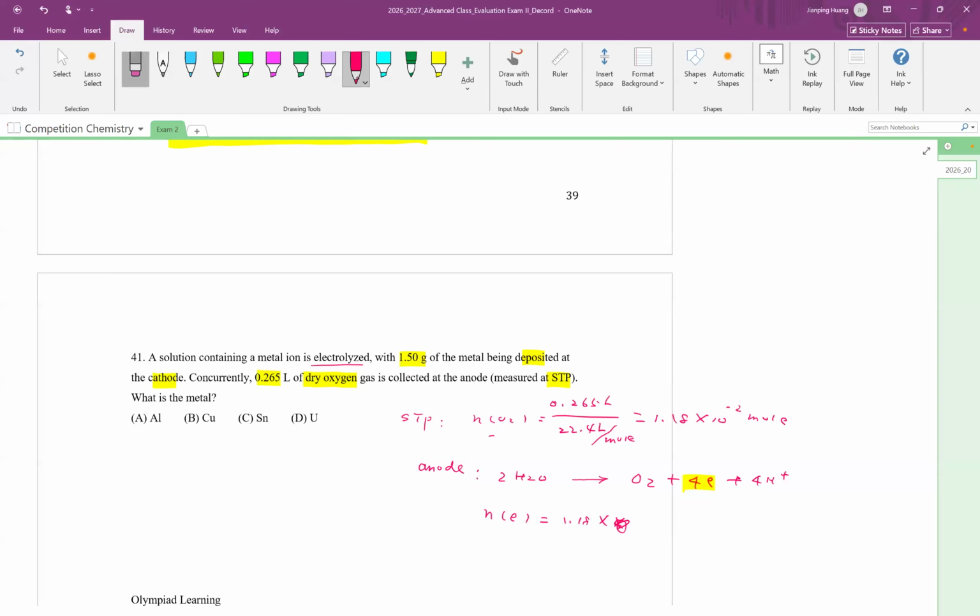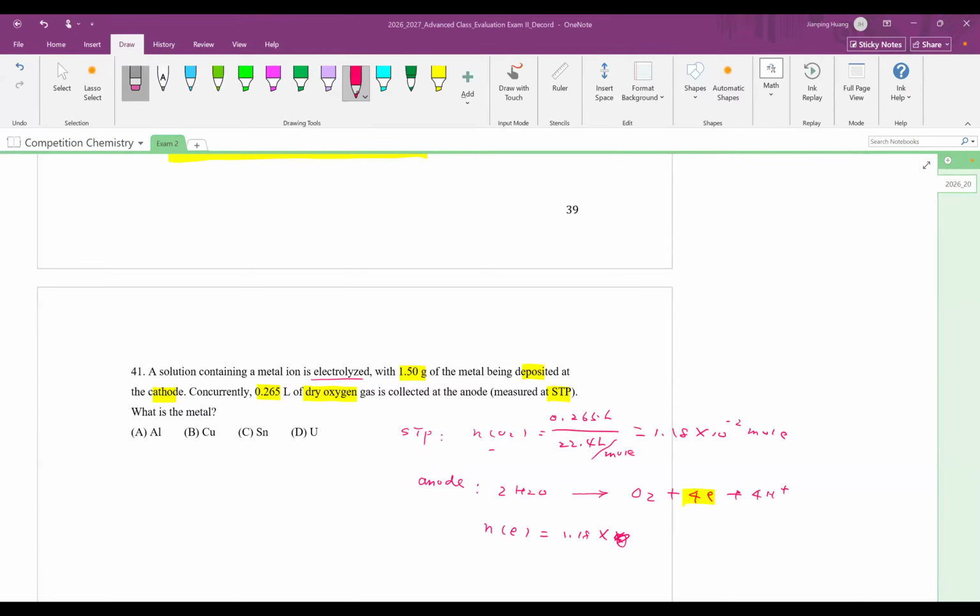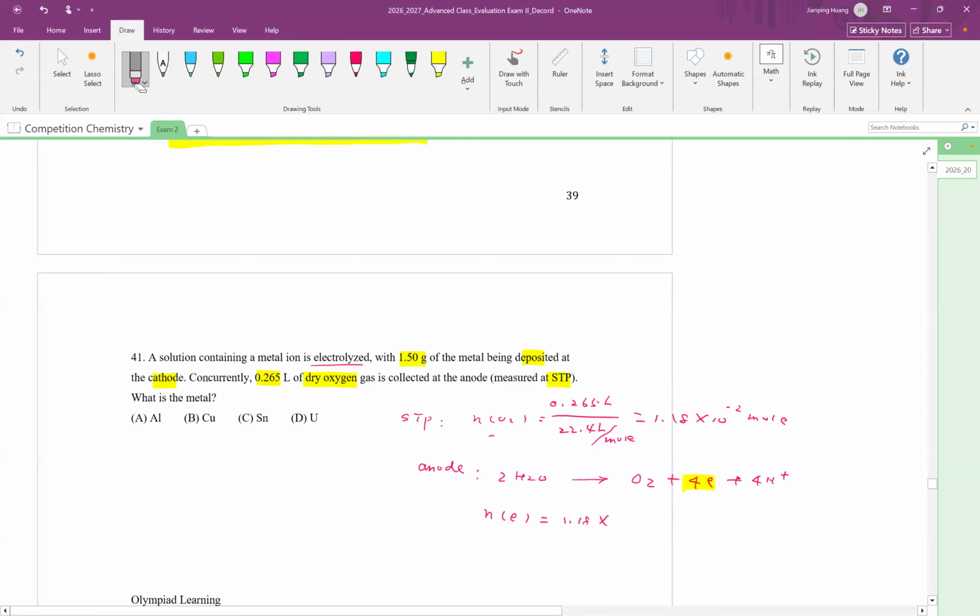Today the computer is crazy, very slow. I'm going to slow down too. The computer reminded me: slow down, JPH, please. It's times 10 to the minus 2 times 4. So you should get 4.73 times 10 to the minus 2 mole. That's the moles of electrons.